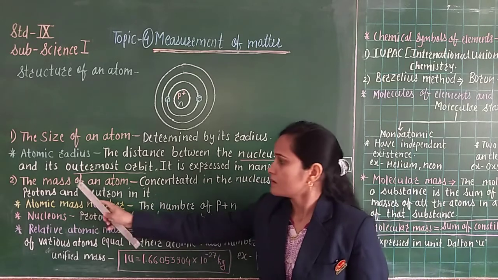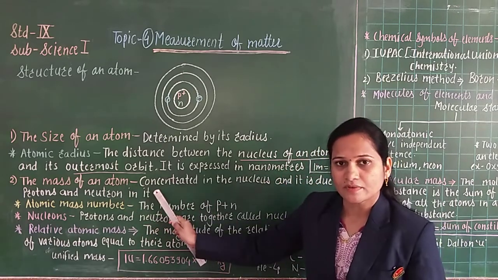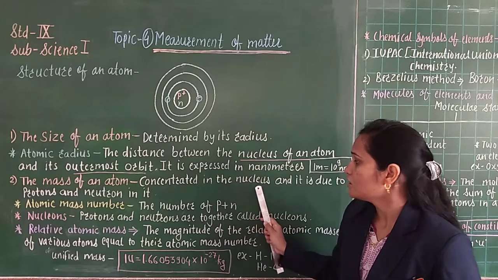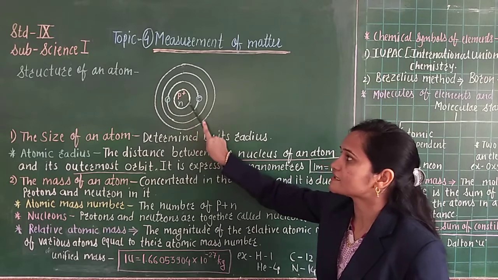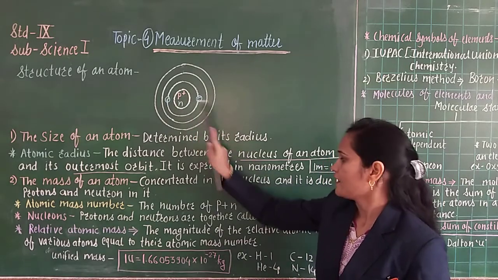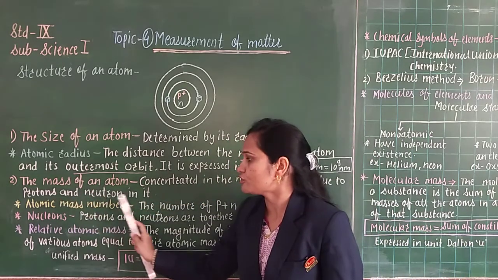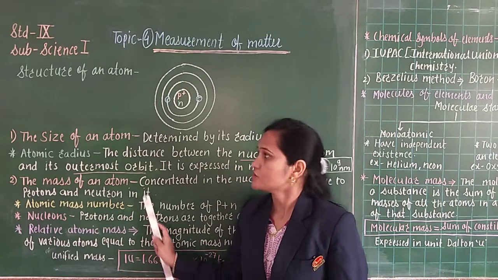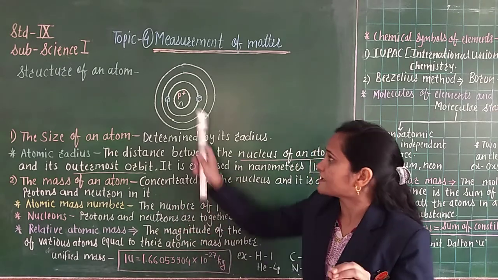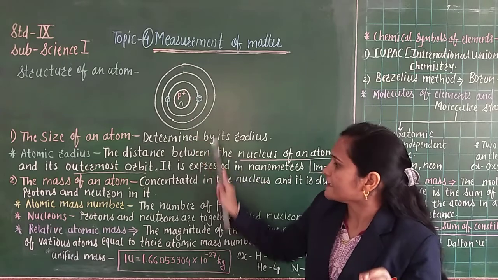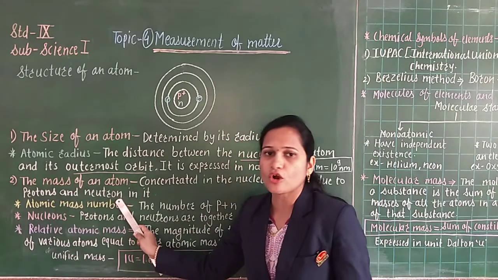Next point, the mass of an atom. The mass of an atom is totally concentrated in the nucleus. Where is the mass of an atom present? It is totally concentrated in the nucleus, and it is due to the number of protons and the number of neutrons in it. So see again, where is the mass of an atom concentrated? It is concentrated in the nucleus, due to the number of protons and neutrons present in it.